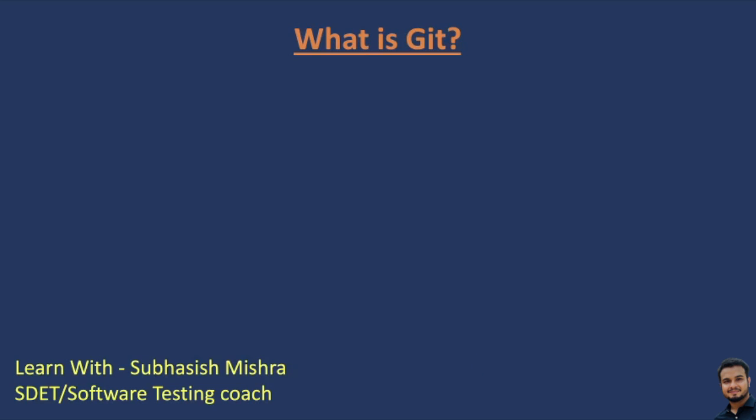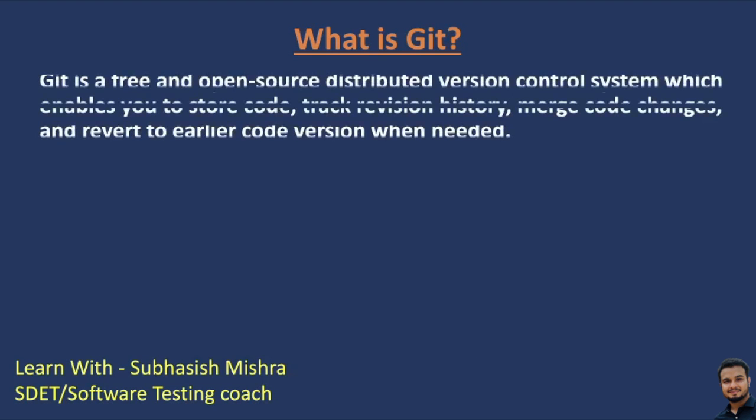First, we will understand what is Git. So, Git is a free and open source distributed version control system which enables you to store code, track revision history, merge code changes and revert to earlier code version when needed. What it means? I'll give you two examples.